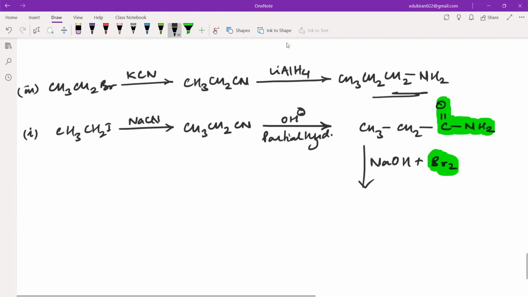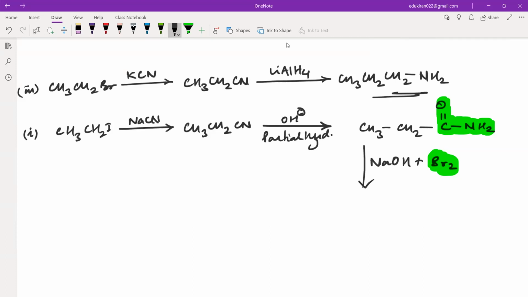Hoffman bromamide degradation. So in Hoffman bromamide degradation, you will have a bromine atom and there will be an amide. So what is going to happen here? You are going to get an amine, from the preparation of amine, but it will have one carbon less.